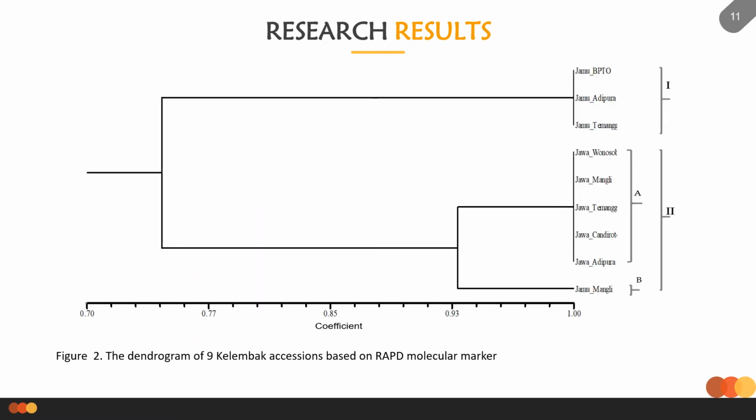The dendrogram of 9 Kelembak accessions generated 2 distinct major clusters. The first cluster includes Kelembak Jamu, 3 accessions, and the second cluster consists of Kelembak Jawa, 5 accessions. Kelembak Jamu Mangli had a closer relationship to the cluster of Kelembak Jawa based on the RAPD molecular marker, although the morphology was closely similar to Kelembak Jamu. The dendrogram also revealed a low genetic diversity of Kelembak accessions.